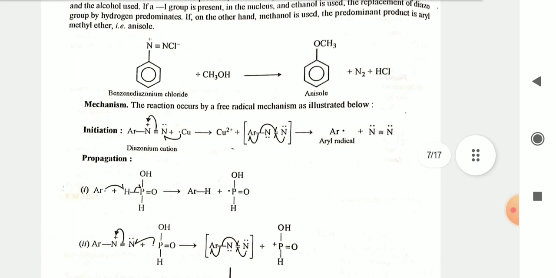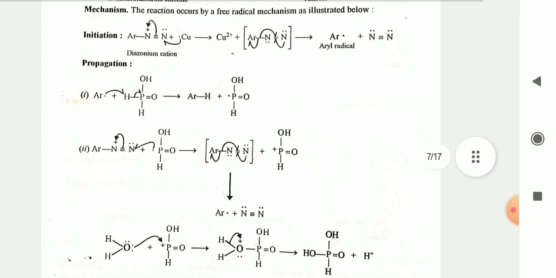Mechanism. The reaction occurs by the free radical mechanism illustrated below. Diazonium cation will give the aryl radical. Propagation.